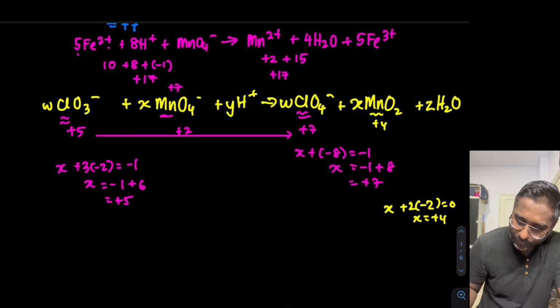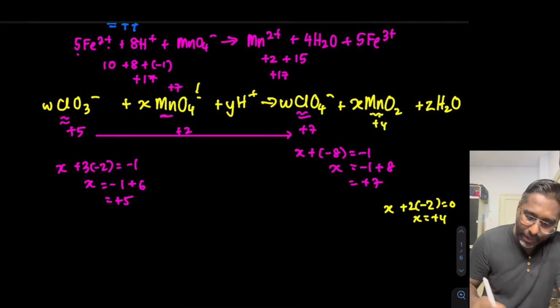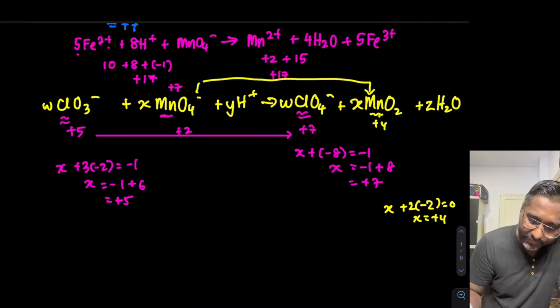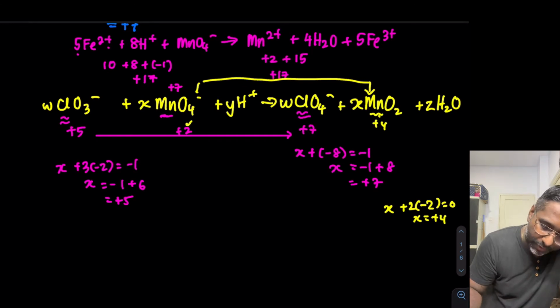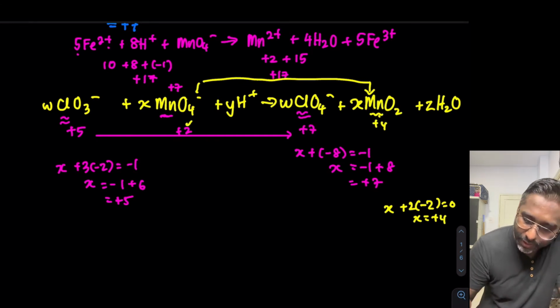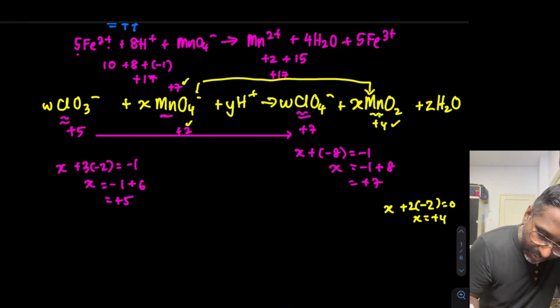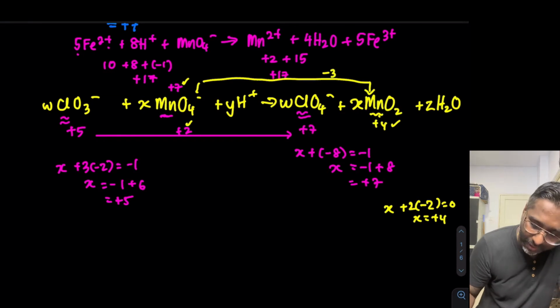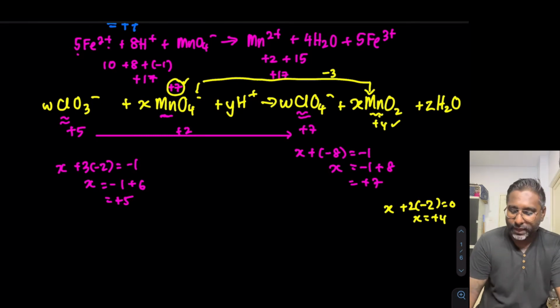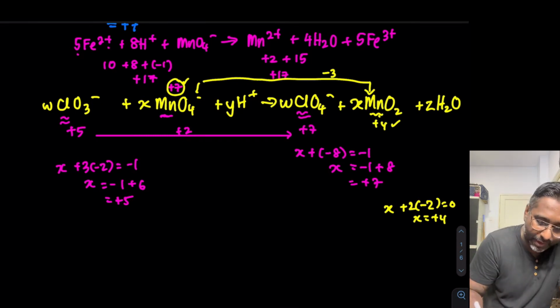X equals plus 4. We can see over here that from plus 2, one atom becomes plus 4. For Mn, I am looking from plus 7 to become plus 4. So that is going to be a decrease of 3 units. The Mn is plus 7.